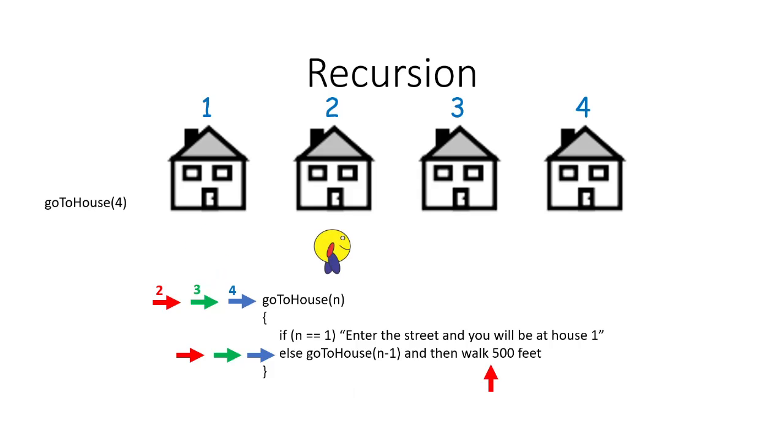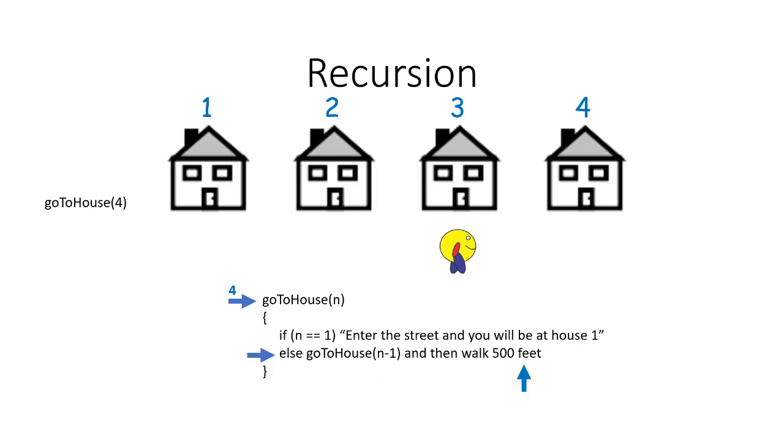That got us to house 2, but now we're done going to house number 2. So we jump back out of the red version of go to house, and we're back here. This is where we told it to go to house 2. So now that we're done with that, we're going to walk 500 feet. Okay, there we go. But then we're done with go to house 3, which means we back out and we go to wherever we called it from, which was right here.